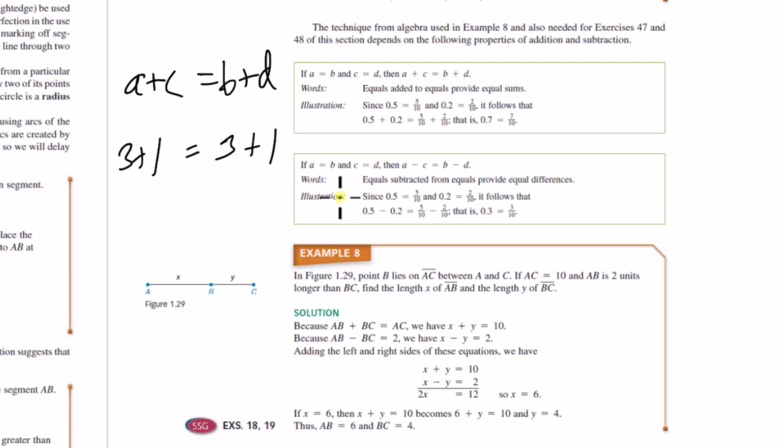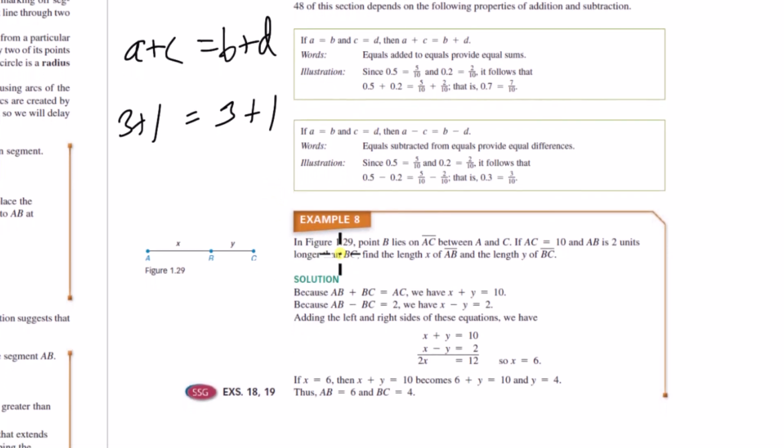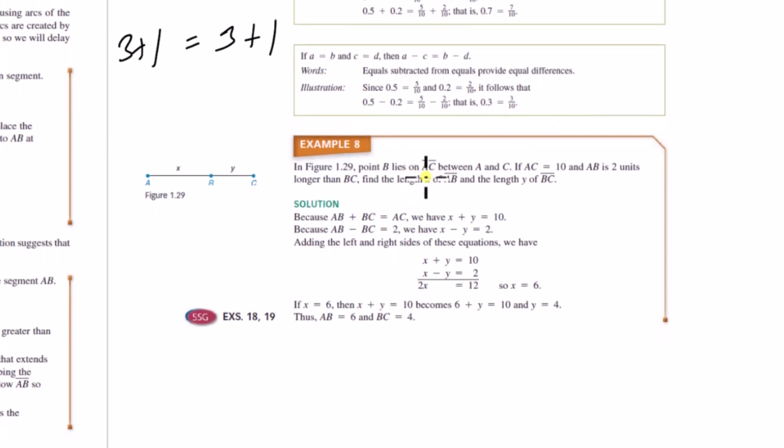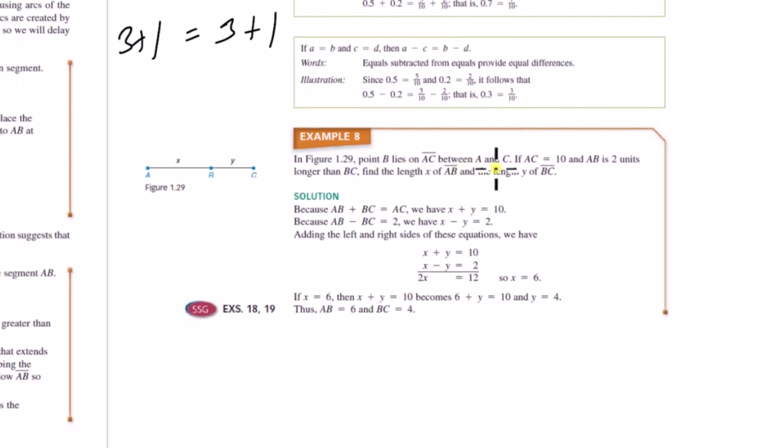All right. Figure 1.29, point B lies on segment AC between A and C, but it's not necessarily the midpoint. If the length of AC is equal to 10 and the length of AB is 2 units longer than BC, find the length X of segment AB and the length Y of segment BC. Okay, so let's see.